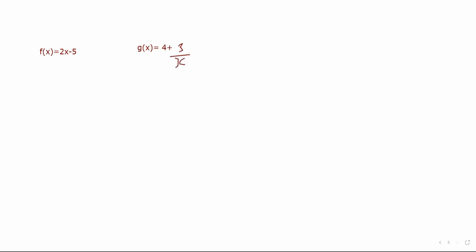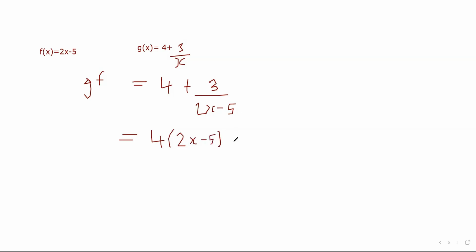And what we're required to find is g f of x. So we're going to put f into g. So g f of x, I'm just going to write g f. G f is equal to, put f into g, it's going to be 4 plus 3 over, you replace x with 2x minus 5. That is gf. But then now you need to write it as one fraction. So it's going to be 4 times 2x minus 5 plus 3 over 2x minus 5. This is how we write it as one fraction.